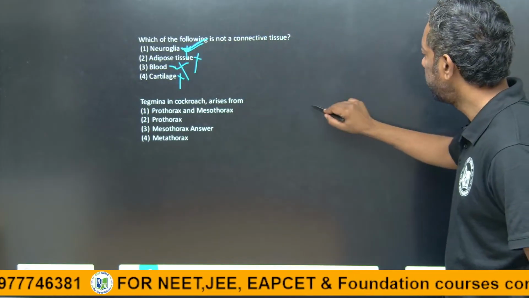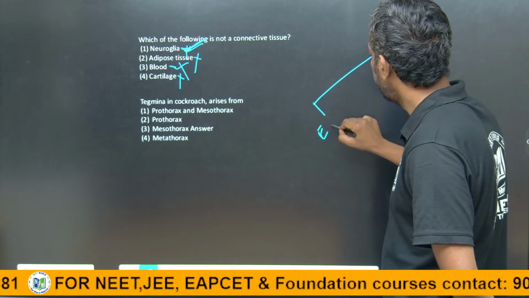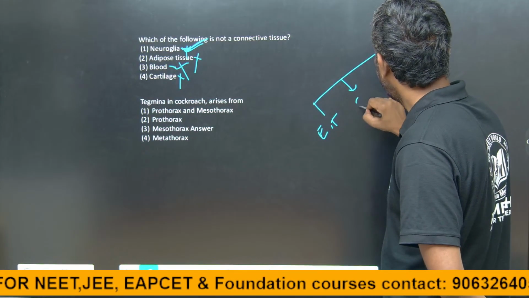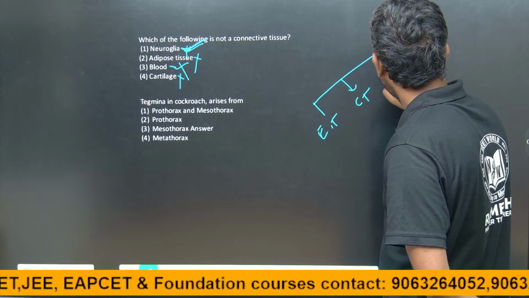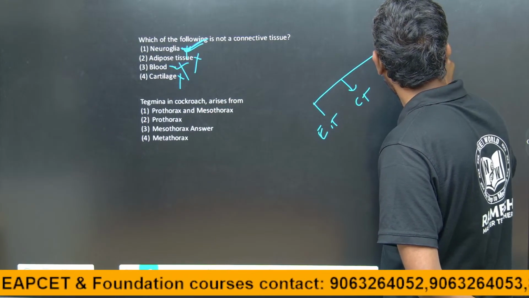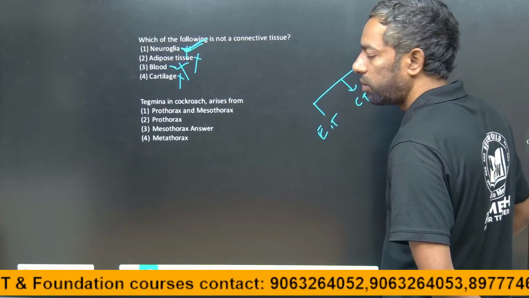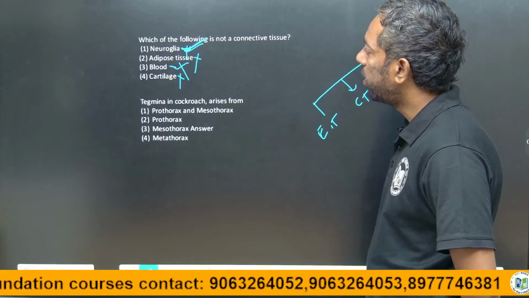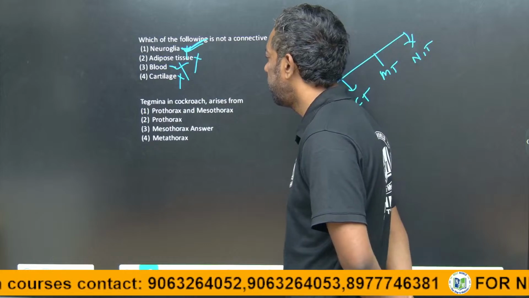Tissues are of 4 types: epithelial tissue, connective tissue, muscular tissue, neural tissue. In this way, neural tissue, neuroglia, is not connective tissue.